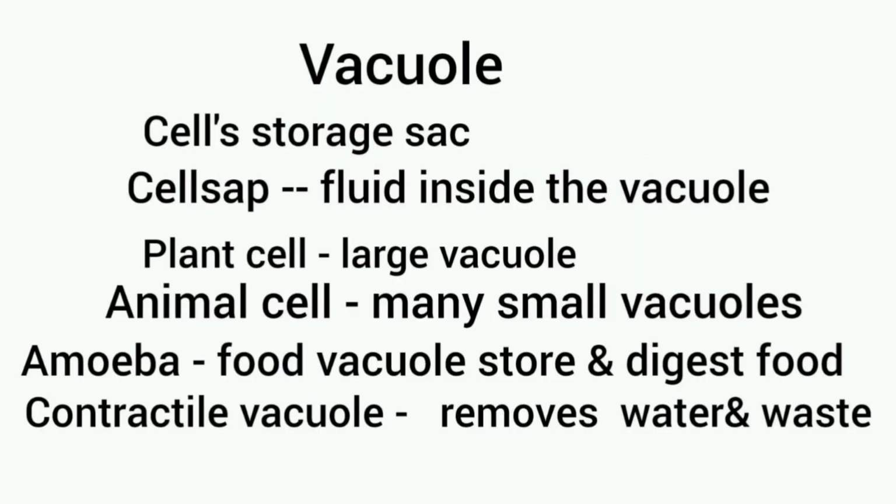Let us quickly recap the important points of vacuoles. Vacuoles are storage sacs for solid or liquid materials. The large vacuole in plant cells is filled with cell sap, and it gives turgidity and rigidity, and stores sugars, amino acids, proteins in plant cells. Small vacuoles in animal cells are still useful for storage. In amoeba, food vacuoles store and digest food, and in some unicellular organisms, contractile vacuoles remove extra water and waste.